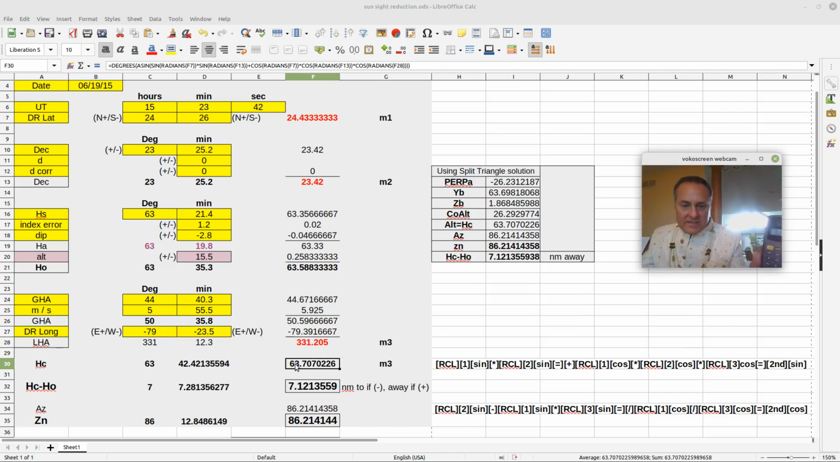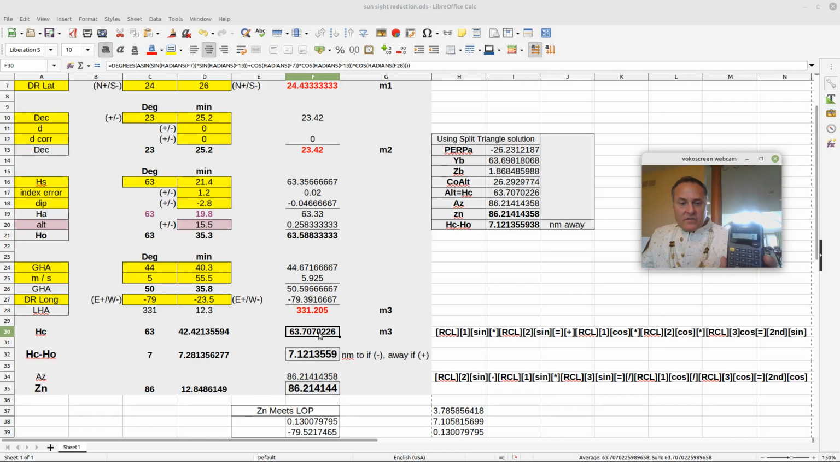Now, it says memory 3, which means don't erase this. It's still on your calculator. I'm going to type store 3, and now that replaced the local hour angle in 3. Now I'll clear my screen. Now I've still got, in memory 1, the latitude. In memory 2, the declination. And in memory 3, I don't have the local hour angle anymore. I now have the calculated altitude. Okay?